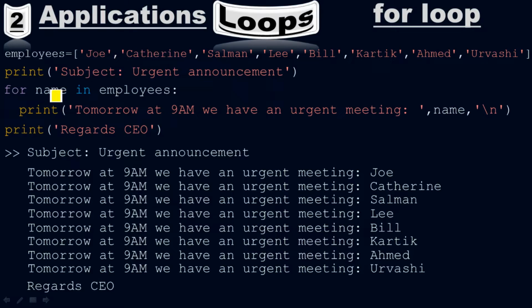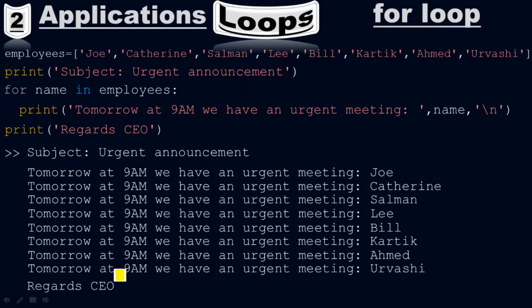You can give any name. You can give A, B, C, D, whatever you want. So for loop will iterate on each and every single employee, and then we'll send this message: tomorrow at 9 a.m. we have an urgent meeting. This will be the message. Comma name. What is name? Name is the employee's name. Comma backslash n means that each and every single message will start from a new line.